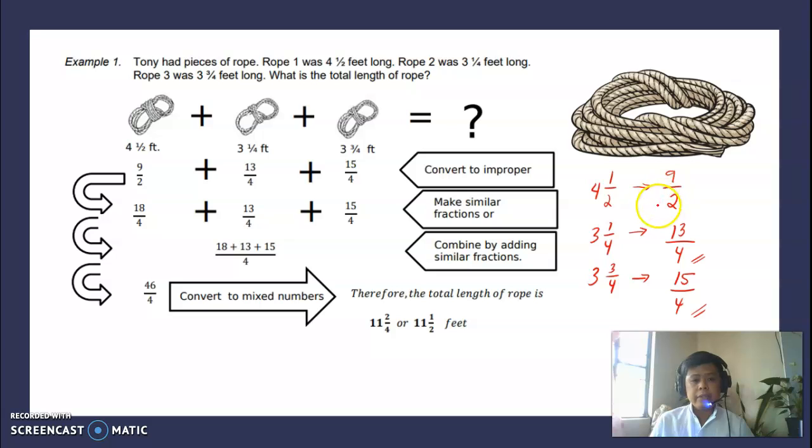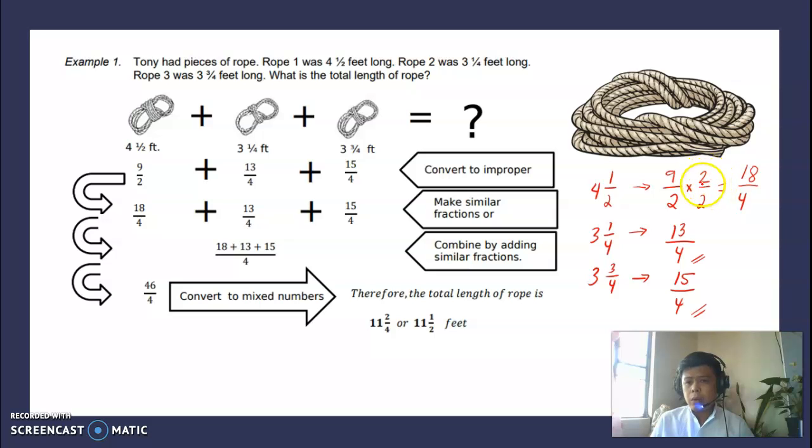So, yung 9 halves, i-convert natin siya sa equivalent fraction na 4 yung denominator. So, gawin natin, i-multiply natin to sa 2 over 2. So, bakit 2 over 2? Para yung denominator, 2 times 2 ay 4. Tapos, yung 9 times 2 ay 18. Ayan. Sir, pwede ba yan? Pwede bang gawin yan? Yes, actually, pwede yan.